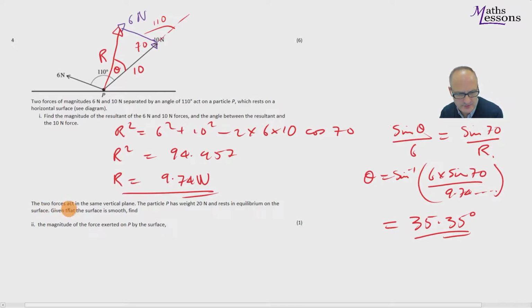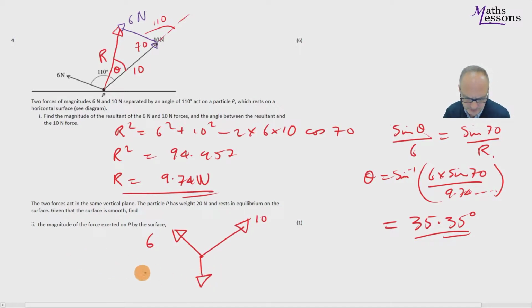Now, the two forces act in the same vertical plane. The particle P has weight 20 newtons and rests in equilibrium on the surface. Given the surface is smooth, find the magnitude of the force exerted on P by the surface. So what we've got here is that force 6 and that force 10, and we know that P has weight 20 newtons. Okay, and there's going to be a normal reaction on this.